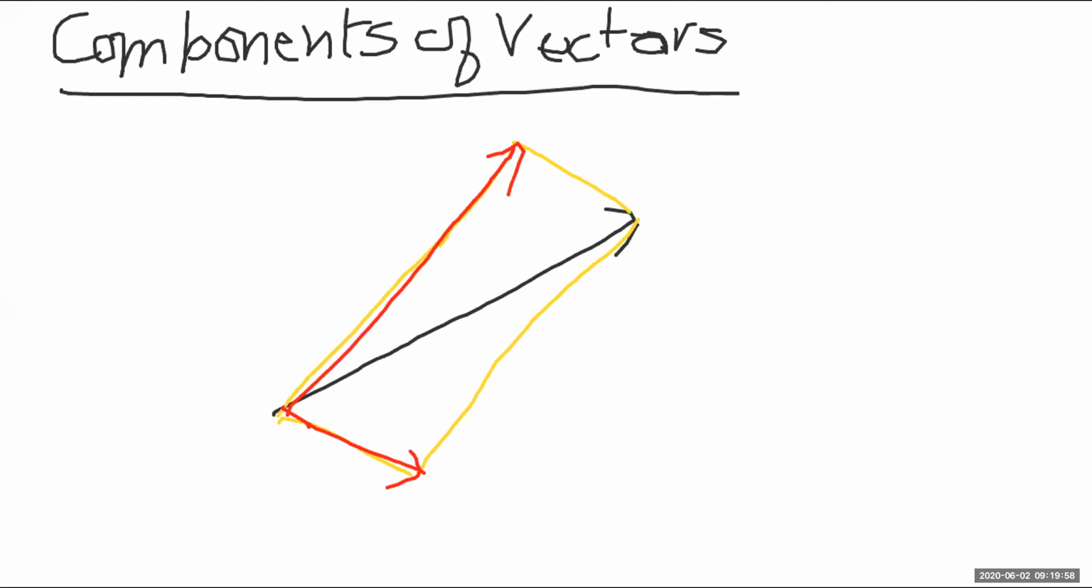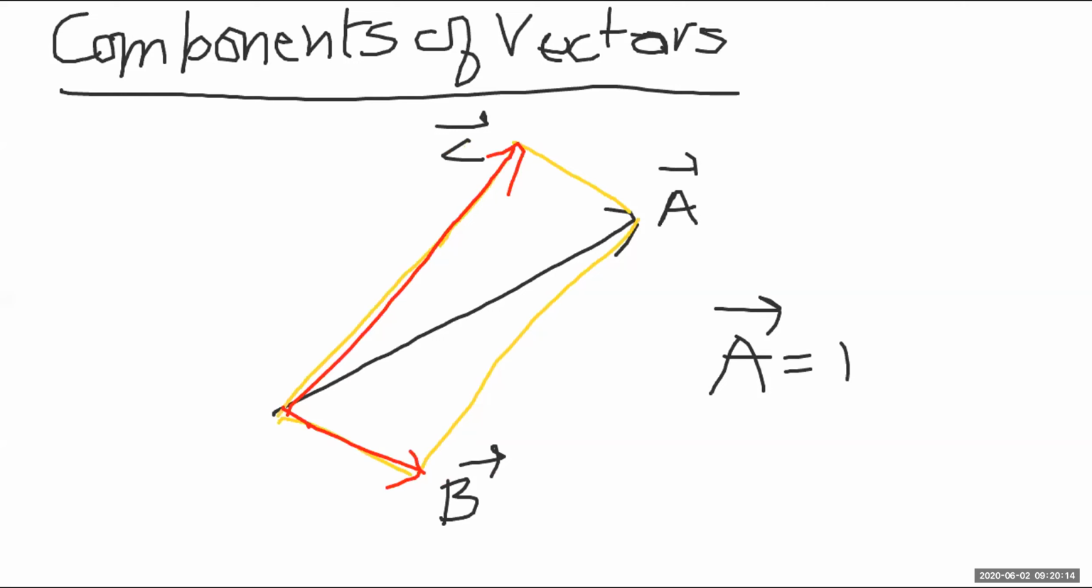So if this is vector A, right, and if this is vector B, and if this is vector C, then vector A is equal to vector B plus vector C. Right? I mean, this was the purpose of showing you the parallelogram law of addition, that you realize that two vectors along a parallelogram will add up to the vector which is drawn along the diagonal.